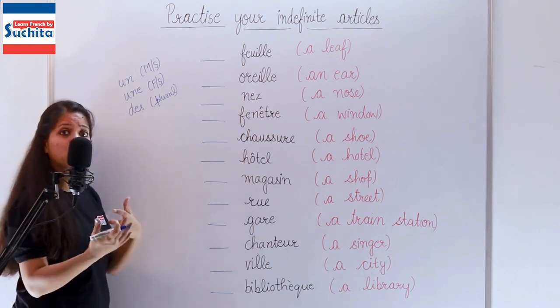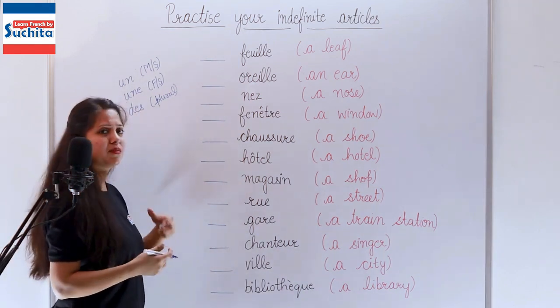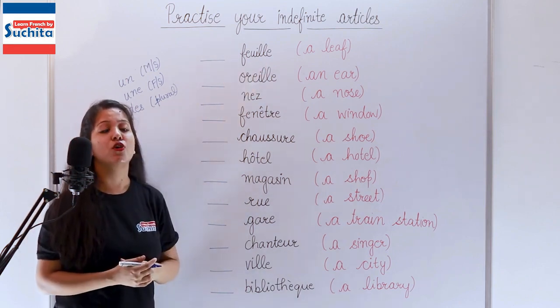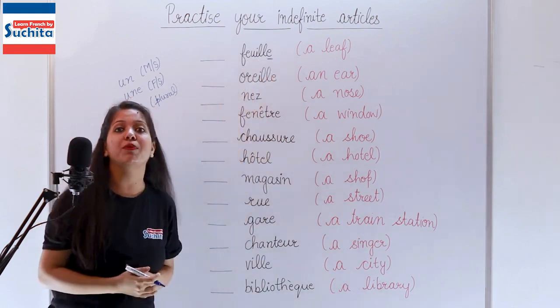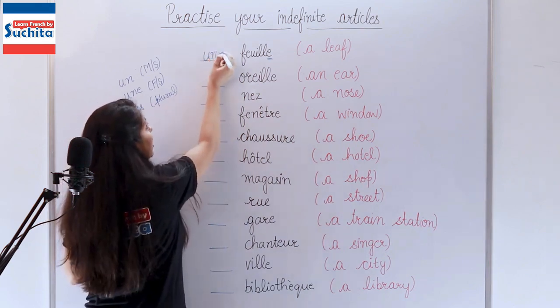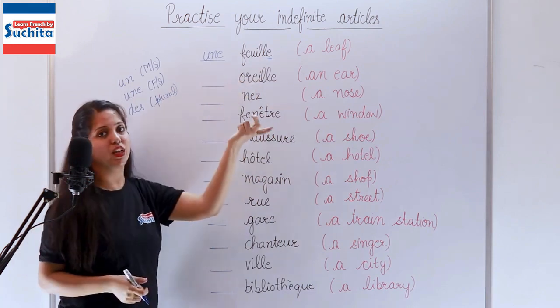So let's just do it. You are going to do it with me, so grab your notebook, your pens, and we'll do it together. The first word is feuille, feuille, feuille. Now it ends with an E, so the answer would be une feuille. Très, très bien, bravo. Une feuille, because it's feminine, it's ending with E.